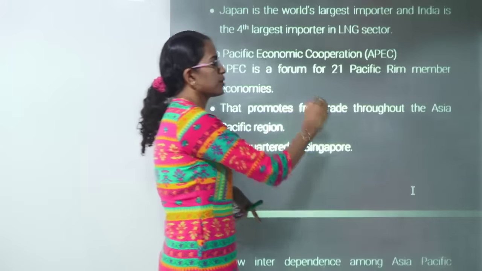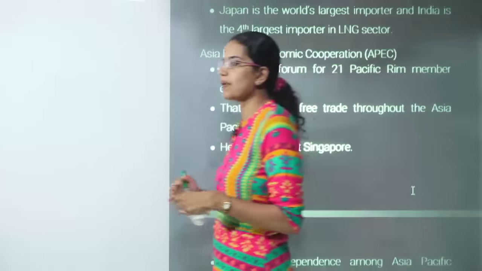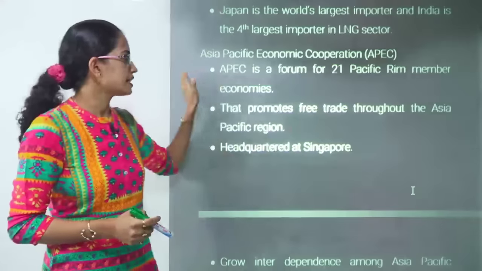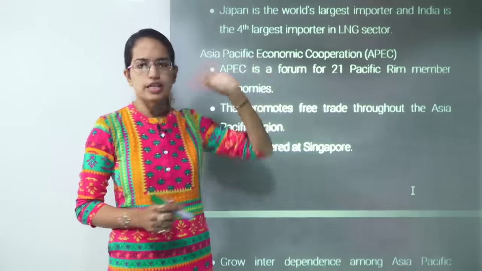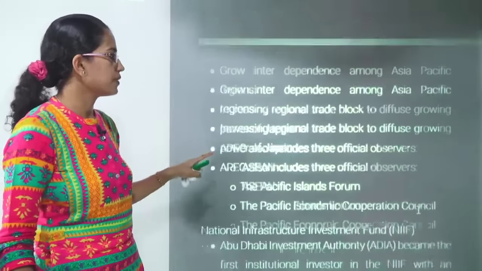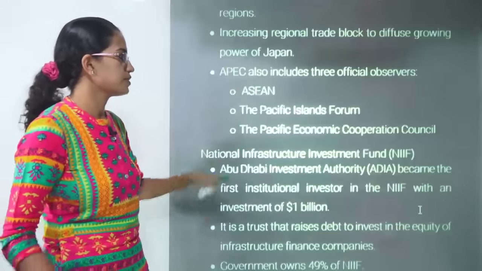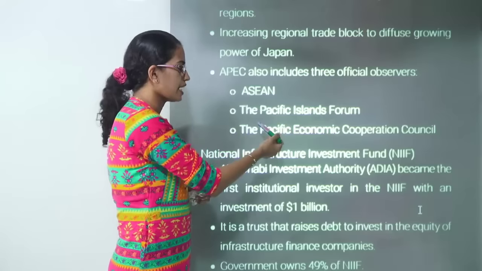The next is the Pacific Rim countries. There are 21 Pacific Rim countries which are part of APEC, the Asia Pacific Economic Cooperation. It talks about free trade throughout the Asia Pacific region. It is headquartered in Singapore, and it includes 3 observers: ASEAN, Pacific Islands Forum and Pacific Economic Cooperation Council.